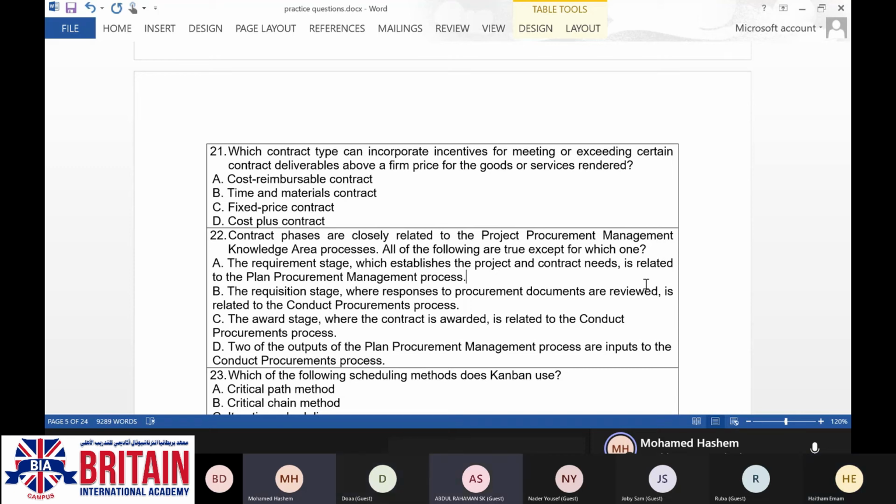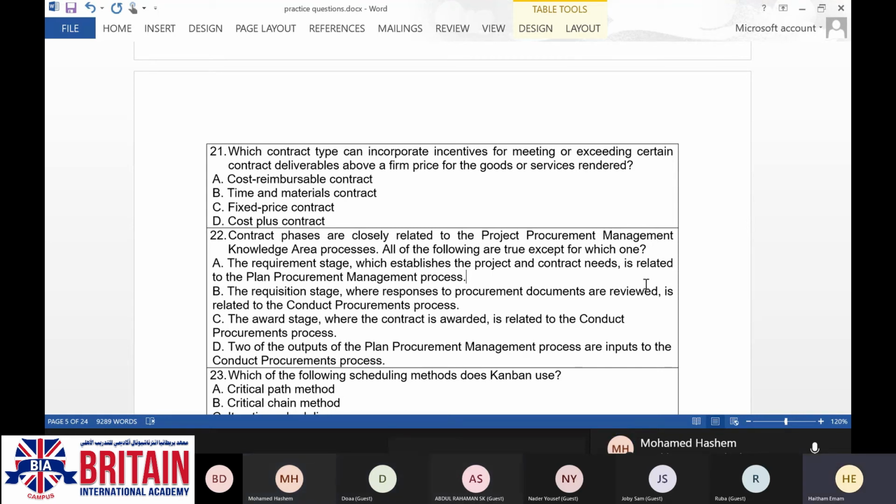Actually, I choose B, Haitham, on this one. Why? Because this B, I believe, is coming in a premature phase. It's coming before the project procurement management knowledge. I mean that the project procurement management knowledge includes all other things, but this one, the requisition stage where responses to procurement documents are reviewed is related to the conduct procurement process, I don't think it belongs to the procurement management knowledge. Yes.